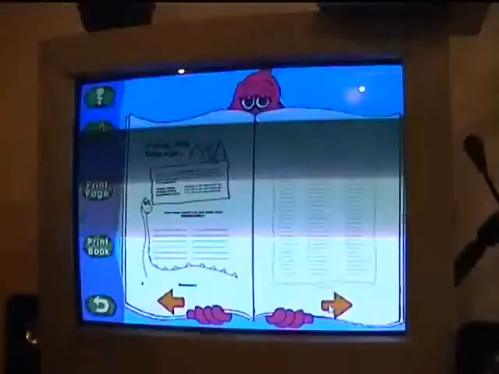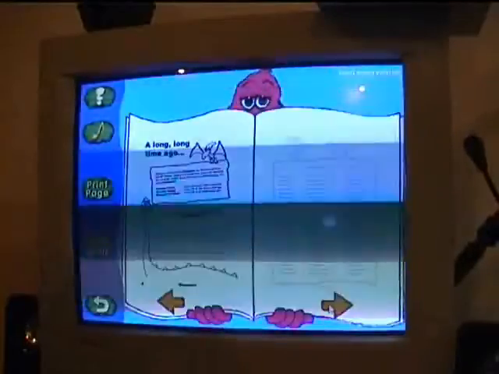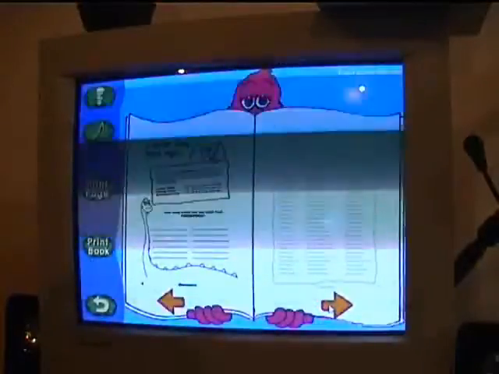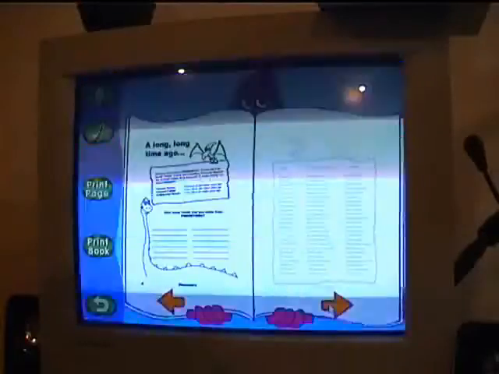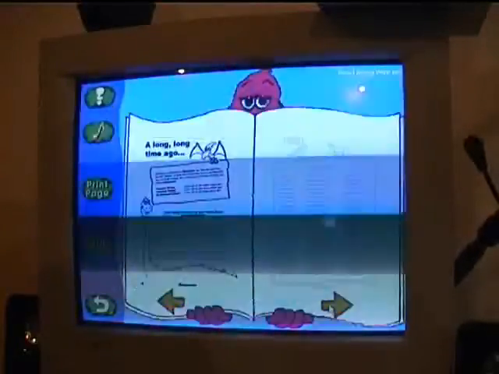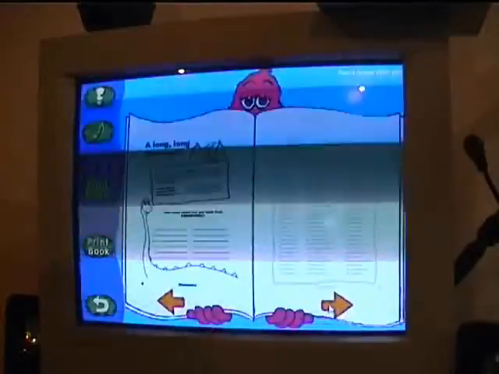Page 4. A long, long time ago. Dinosaurs lived during the Mesozoic era. This era has 3 periods: Triassic, Jurassic and Cretaceous. During the Mesozoic era, no people existed. Since there were no written records, it's called prehistoric.